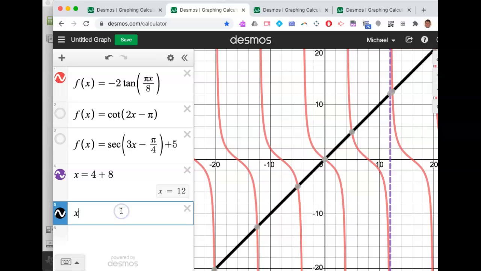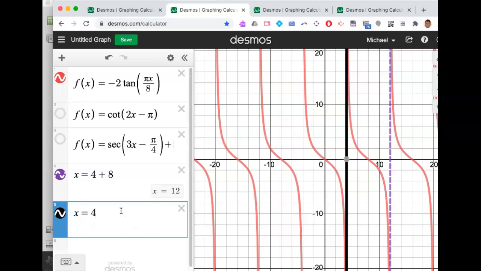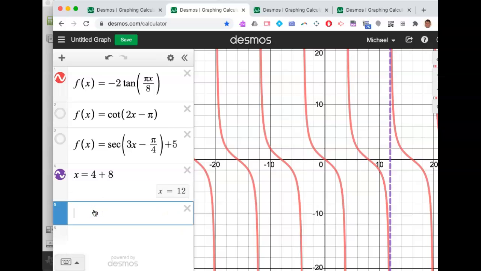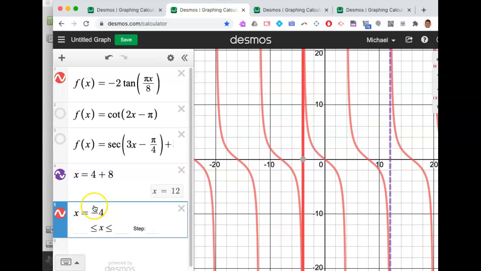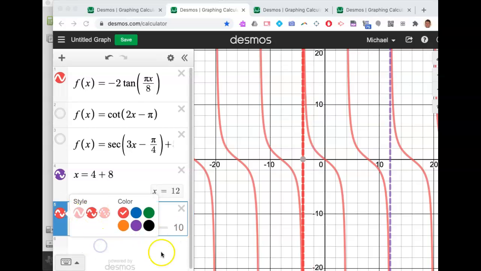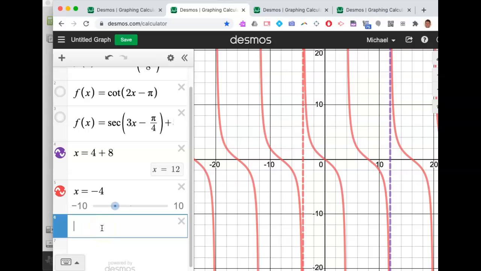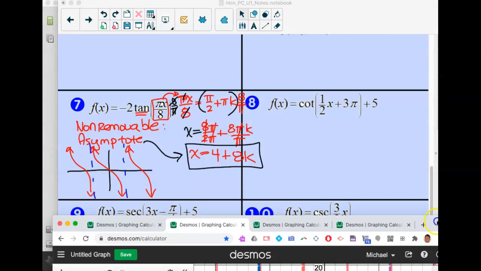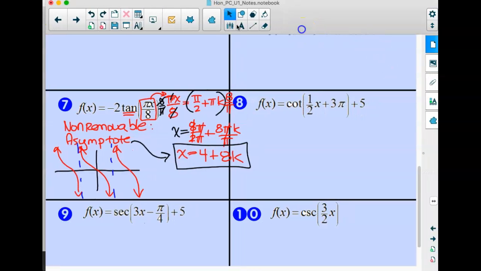So x equals 12. Let's see, let's do 4 plus, let's do -8. So 8 times -1, plus 8 times -1, I should say. And there would be your asymptote. Let's do -4. There's an asymptote. And we'll try one more, right? 4 minus 2 8s. So that would be 4 minus 16, that's -12. So there you go. Feel free to pause and go back and look at that.